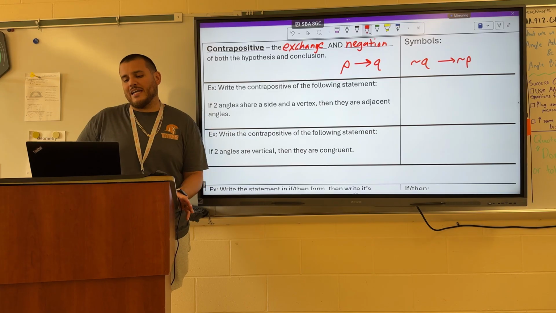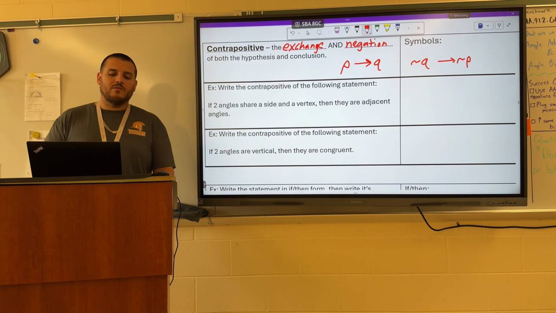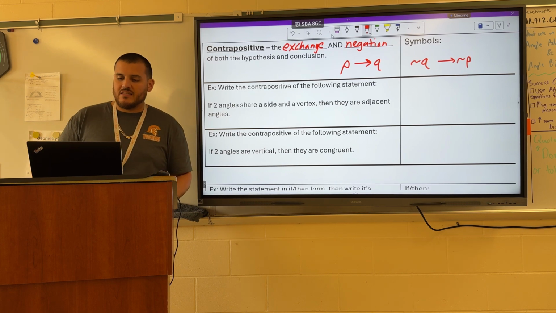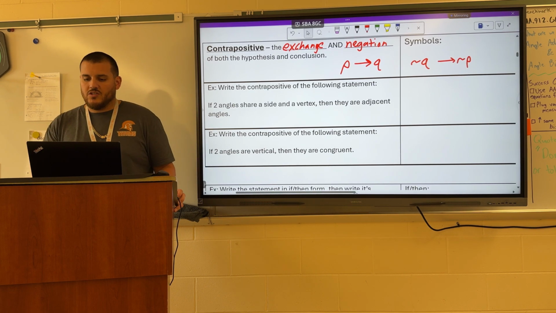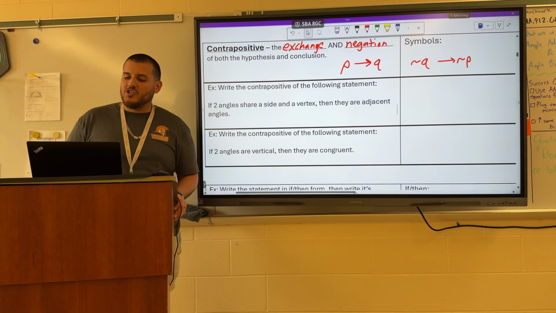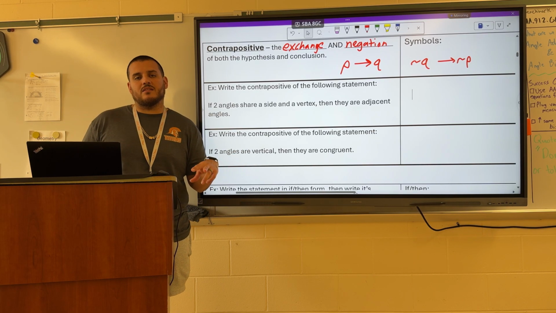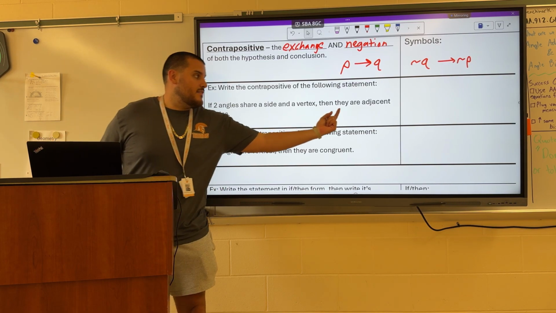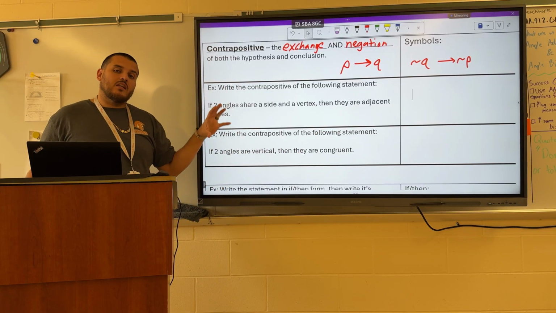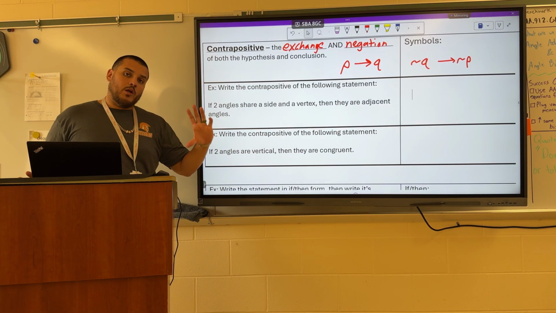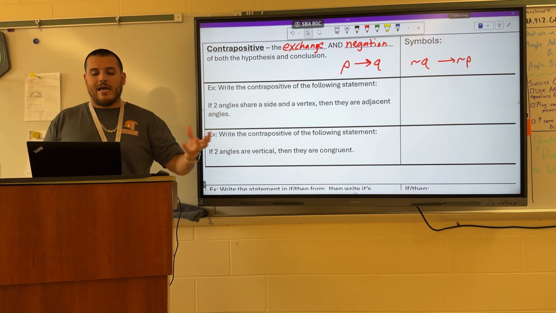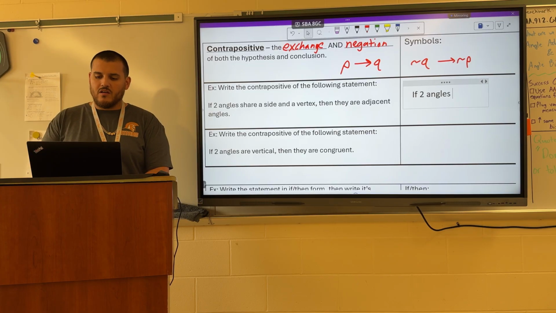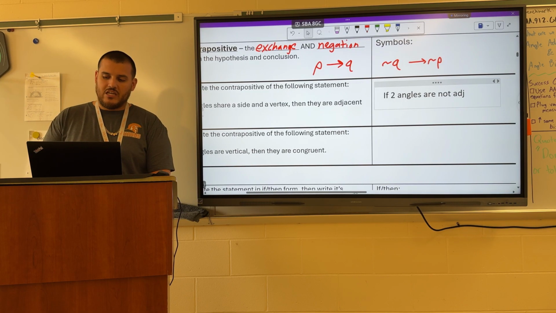In our first example, we're asked to write the contrapositive of the following statement. If two angles share a side and a vertex, then they are adjacent angles, which is absolutely a true statement. We're going to write the contrapositive by flipping the hypothesis and conclusion and negating the hypothesis and conclusion. So that they are adjacent part is going to become the front of our sentence, but we're going to write the opposite of it. So we're going to write that they are not adjacent. So the way this would look grammatically correct, let's say if two angles are not adjacent.